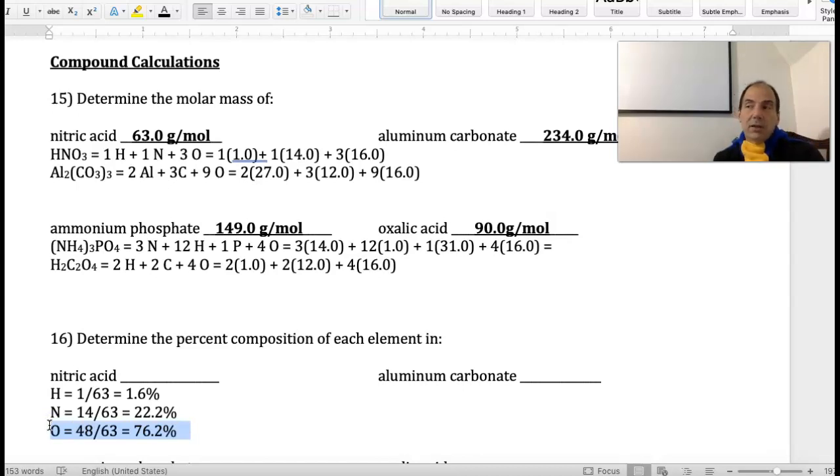And I could have found the oxygen at this point a different way, right? Because the sum of these percents should be about 100. Round off differences aside, it really should be exactly 100. So 1.6 and 22.2 is 23.8. If I subtracted 23.8 from 100, I would get 76.2.